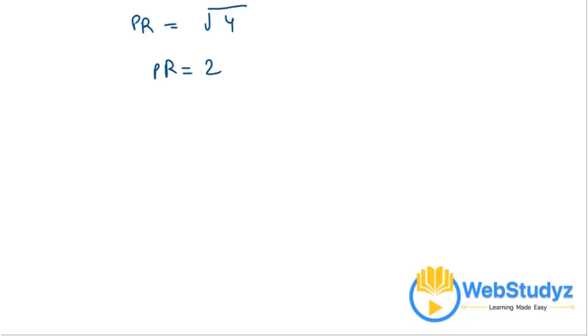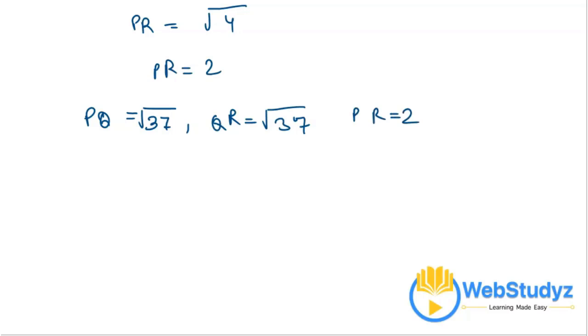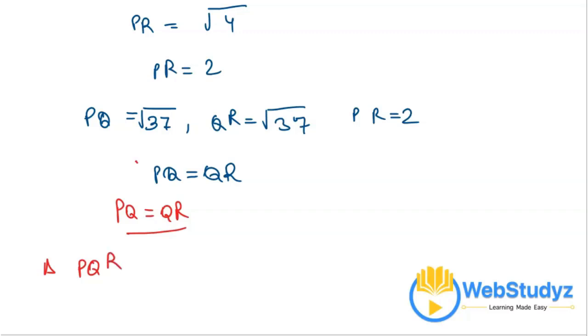So we get to know that PQ is equal to the square root of 37, QR is equal to the square root of 37 and PR is equal to 2. So we can say that PQ is equal to QR, which satisfies the condition of the isosceles triangle, that any two sides must be equal. So we can say that the triangle PQR is isosceles. So this is the answer to the given question.